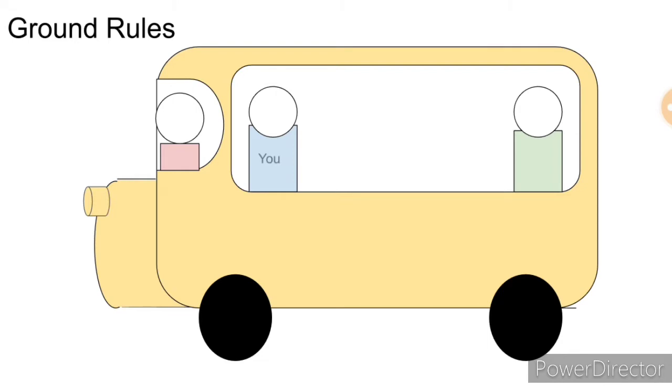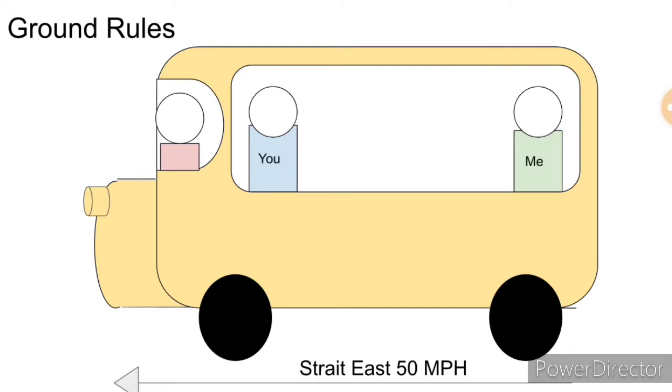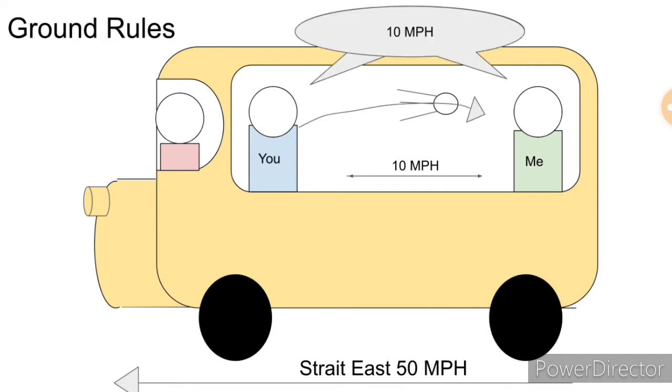Let's say that you and me are on opposite sides of a bus. The bus is going straight east 50 miles per hour on the equator. Let's also say that we are throwing the ball to each other and can throw it at 10 miles per hour. If you are throwing the ball to me, then we both perceive it to be going 10 miles per hour. However, if a person outside the bus was watching, they will perceive the ball to be going 40 miles per hour because of the speed of the bus minus the speed of the ball.